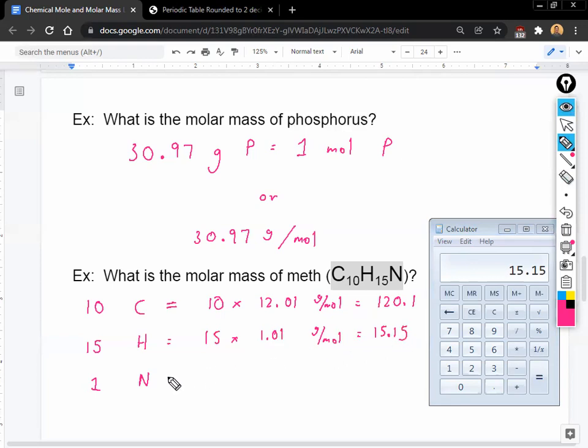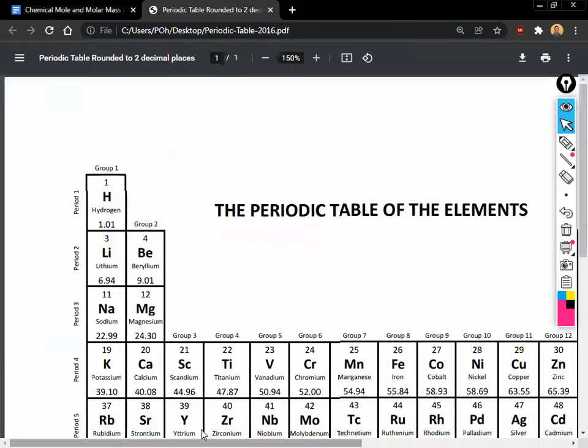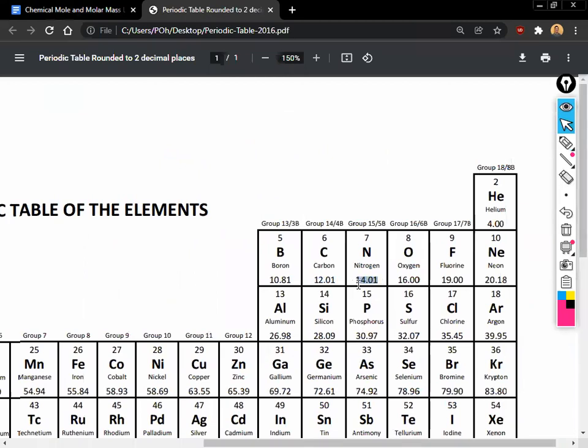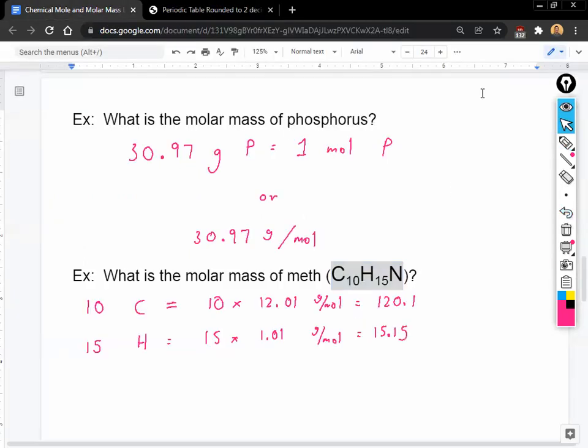All right, and then nitrogen, what's the molar mass of nitrogen? Yeah, 14.01. We just go to the periodic table, look at nitrogen. The number on the bottom is 14.01. So 1 times 14.01, and we don't need to do any math for that because it's just going to be the same number, 14.01. So that's how much the components of meth weigh. The carbons weigh 120.1, the hydrogen weighs 15.15, and nitrogen weighs 14.01.